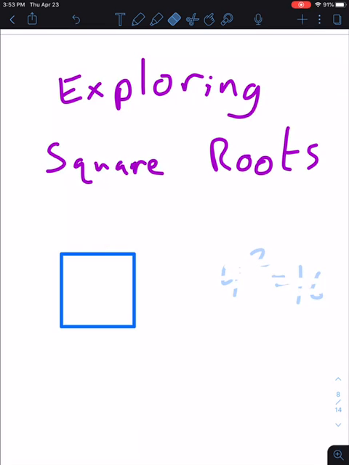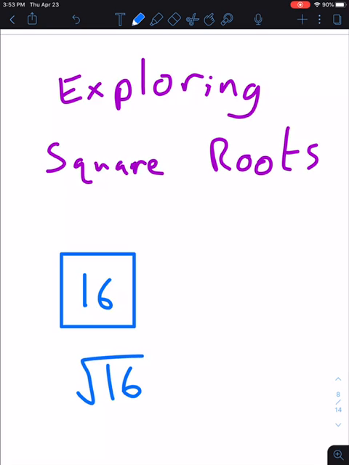So something to look at here. We know the area is 16. How do we find the side length? Well, we take our area, 16, we do a square root, and we find out the square root of 16 is 4, so the side length must be 4. Okay? This is true.